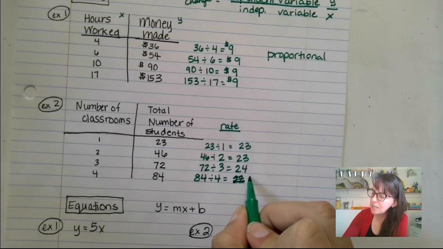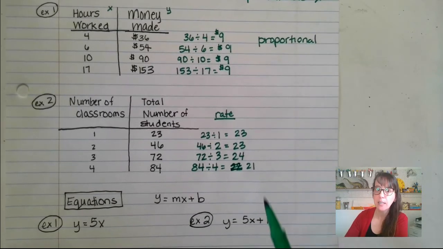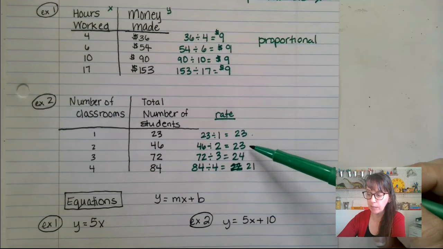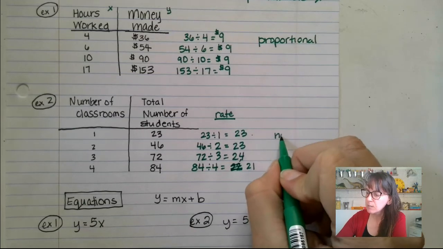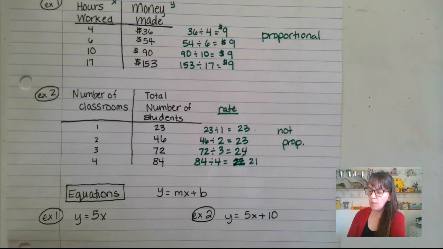That gives us 21. You can see here that the rate is not staying consistent. It's different for every one of these. You always want to check all 4 of these, because at the beginning we were like, oh yeah, these 2 match, so it's probably proportional. But then we get to here and here and we realize, nope, that's not proportional. So we say not proportional. Okay, so that's how you do it with tables.